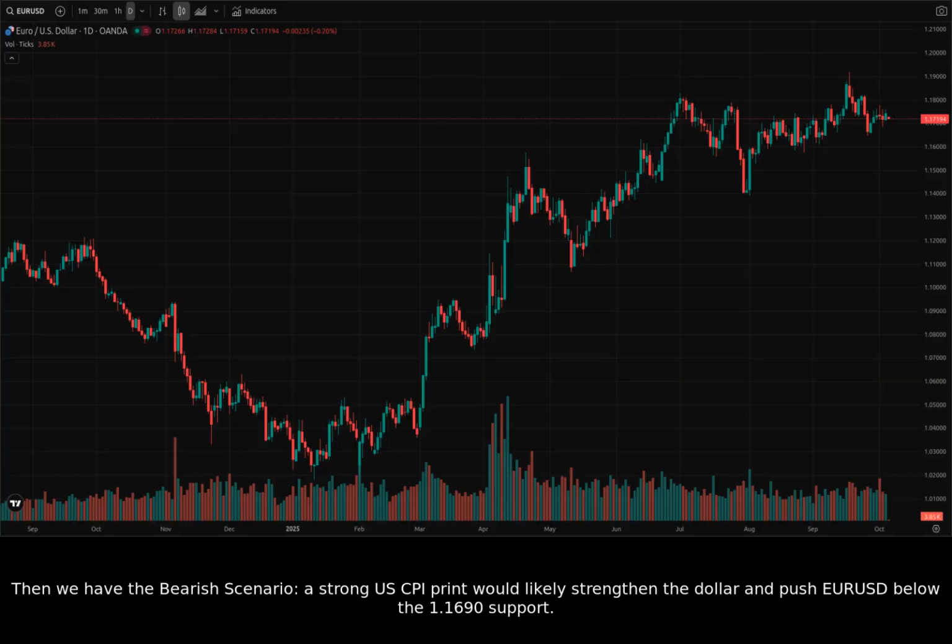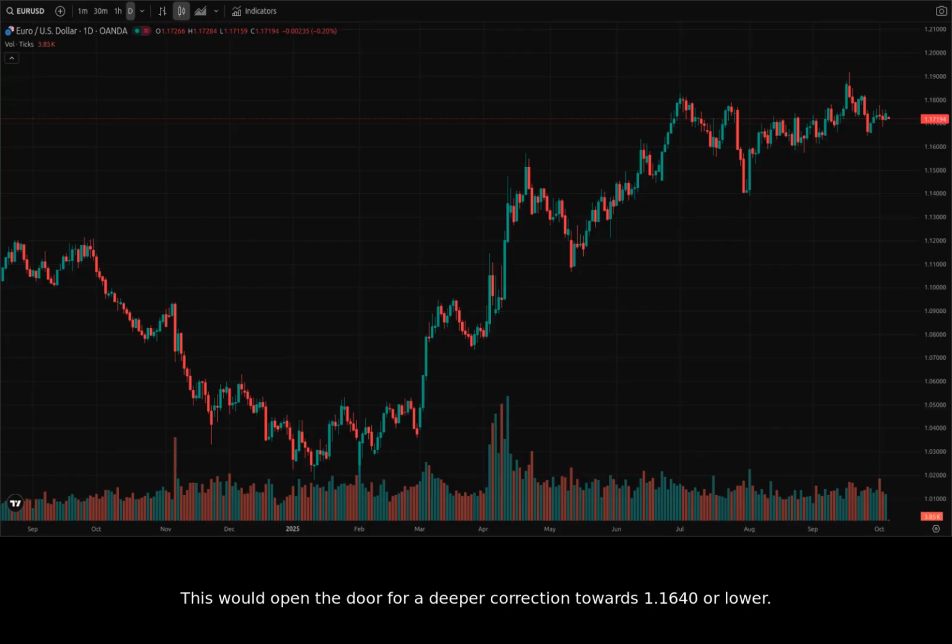Then we have the bearish scenario. A strong US CPI print would likely strengthen the dollar and push EURUSD below the 1.1690 support. This would open the door for a deeper correction towards 1.1640 or lower. I see this as a 45% probability, as a significant correction is not out of the question after such a strong run-up. The key thing to watch for is a high-volume breakout on the hourly chart from the current range. That will be your best clue for the market's next intended direction.